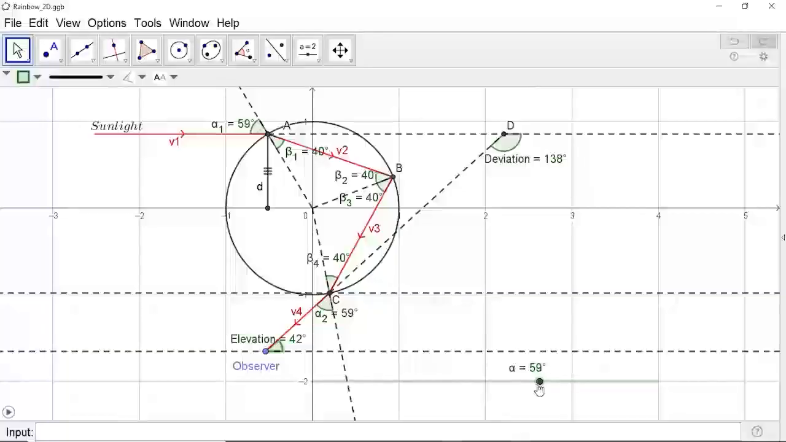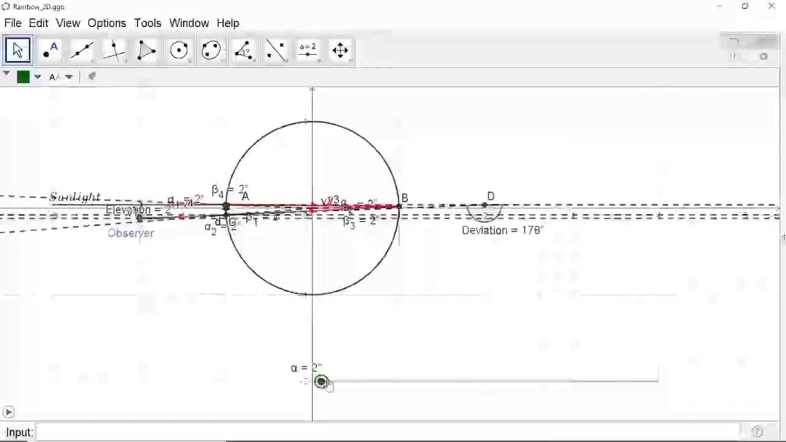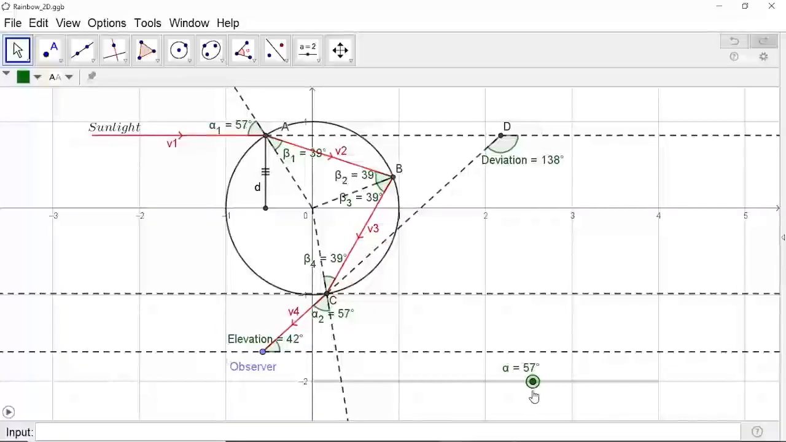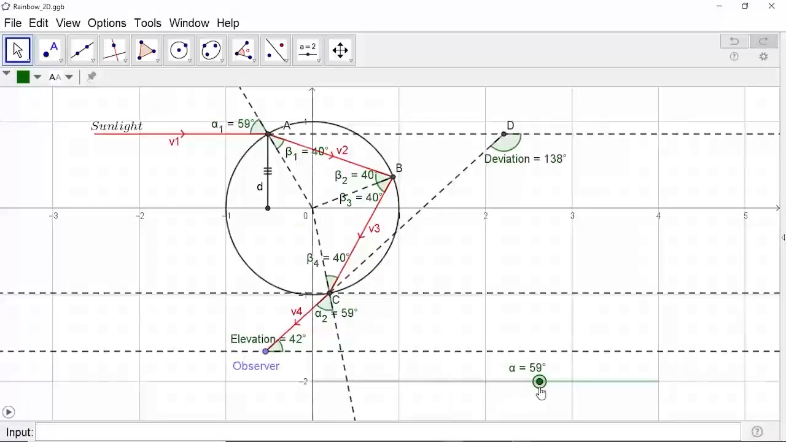But this assumption does not always hold true. The sunlight is not always parallel to the horizon. In fact, the sunlight forms an angle with the horizon, technically named sun altitude. We can call it the sun angle. Let's explore how this angle is related to the visibility of a rainbow.